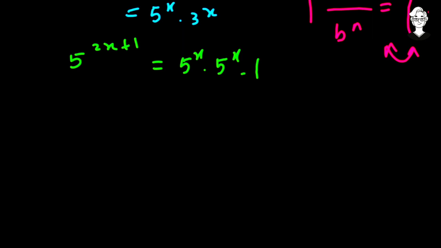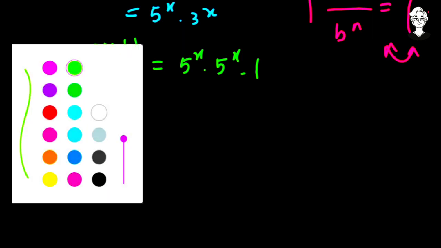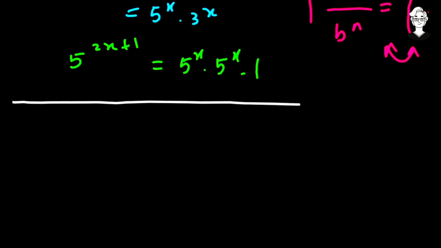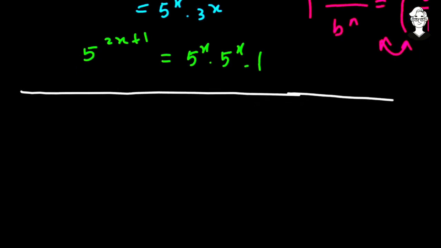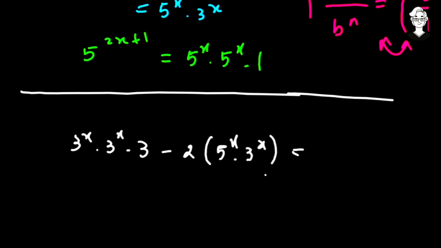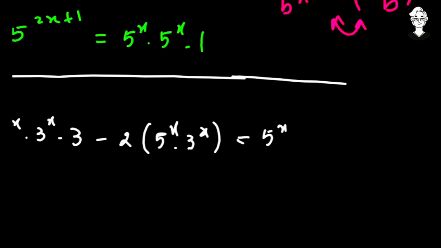So we have that. Now taking a single color and moving on, we have split 3 to the power 2x plus 1 as 3 to the power x into 3 to the power x into 3, minus 2 times 15 to the power x, which was split as 5 to the power x into 3 to the power x, and that is equal to 5 to the power x into 5 to the power x into 5.